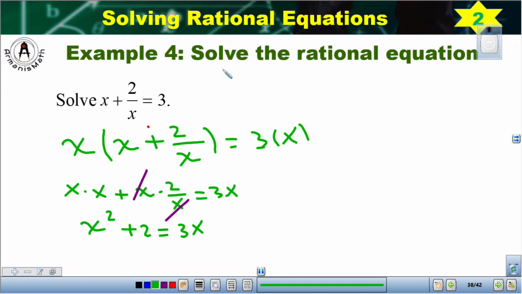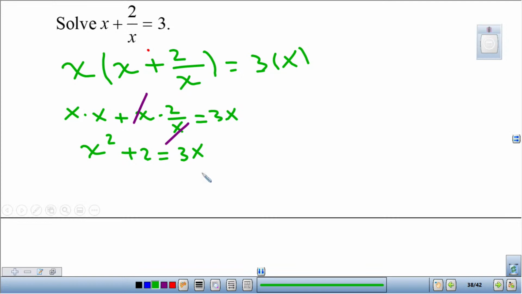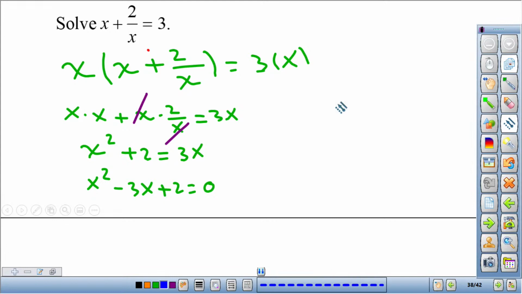That's what they're asking you, to solve. That means I have to make this look like a quadratic equation I can solve. Subtract 3x from both sides. So x squared minus 3x plus 2 equals 0. And then obviously from here, you know what to do about the diamond, right? So I'm going to put the diamond here.